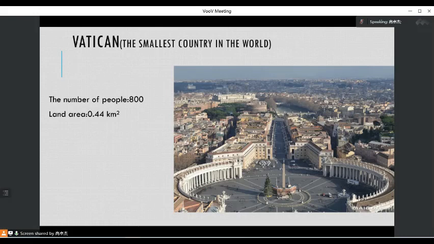The population is 800,000. 800,000 people live in this country. Yes, it is a small country. This country is the smallest country in the world.